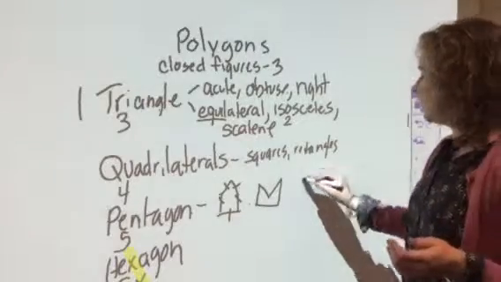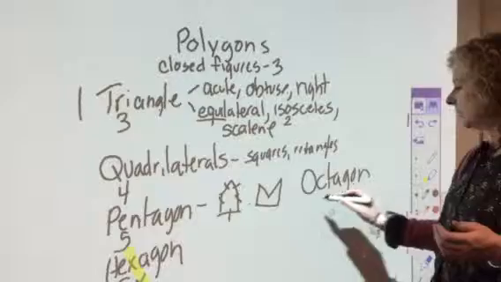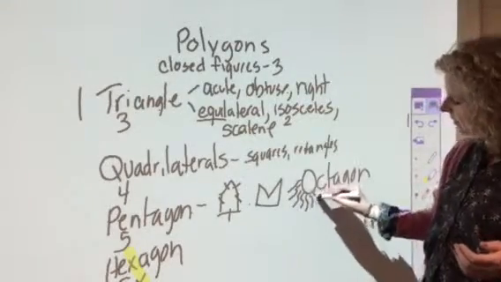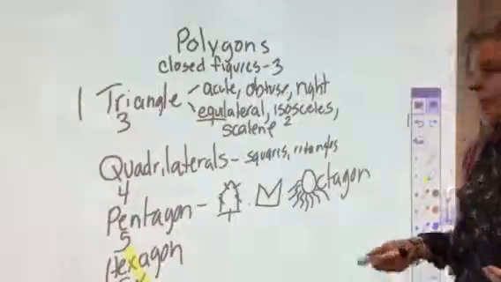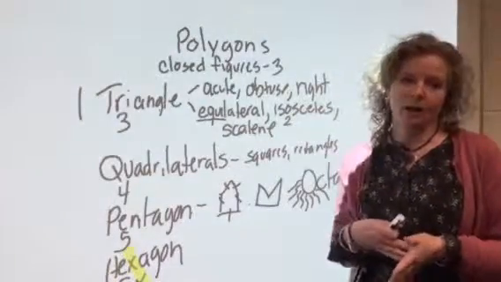Those ones are easy. Octagon and octopus. An octopus has 8 legs. 1, 2, 3, 4, 5, 6, 7, 8. And that's how I remember an octagon. Those are our most common polygons.